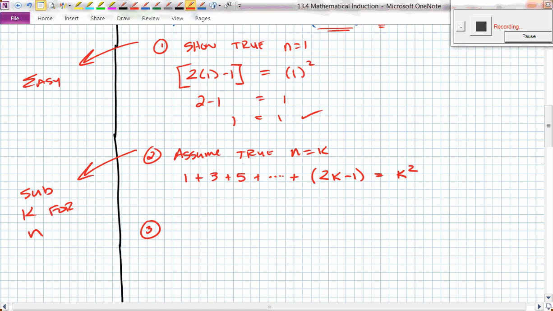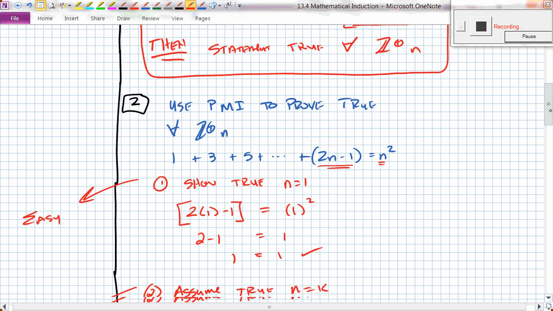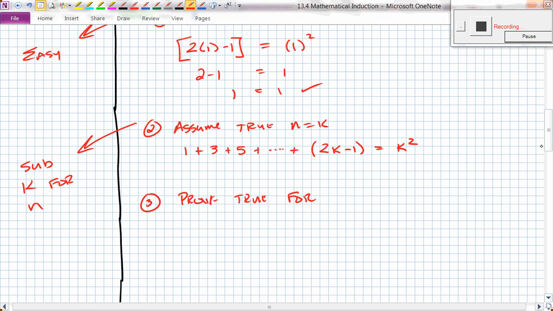Okay, then the third step is I need to prove that my statement is true for which term? Not the nth term. Let's go back up here. It says the k plus 1th term. So, in terms of sequences, where is the k plus 1th term? It's right after the kth term, right? If I go all the way up to the kth term, then what's the very next term? K plus 1. That's easy, right?